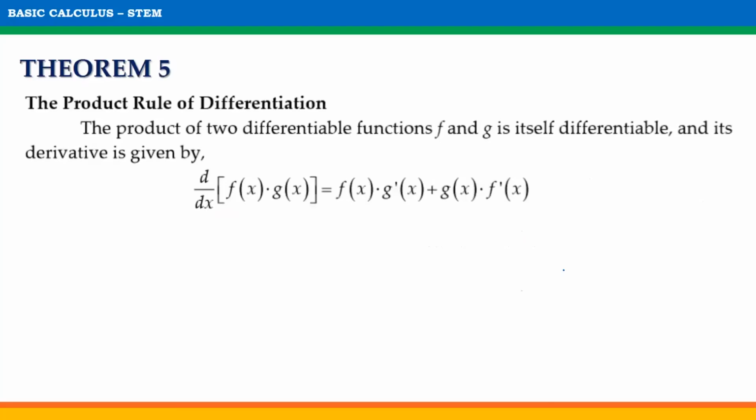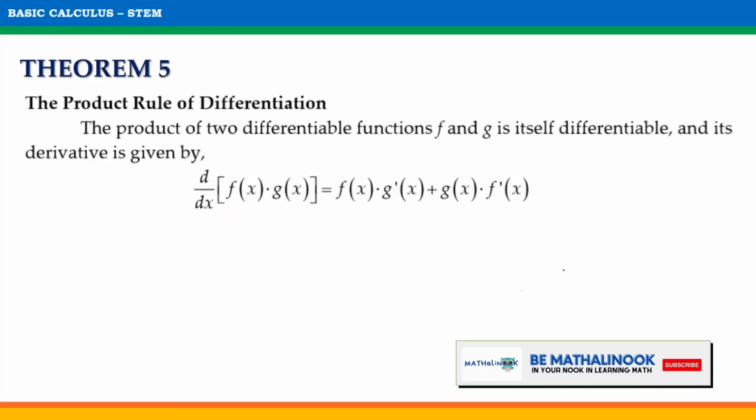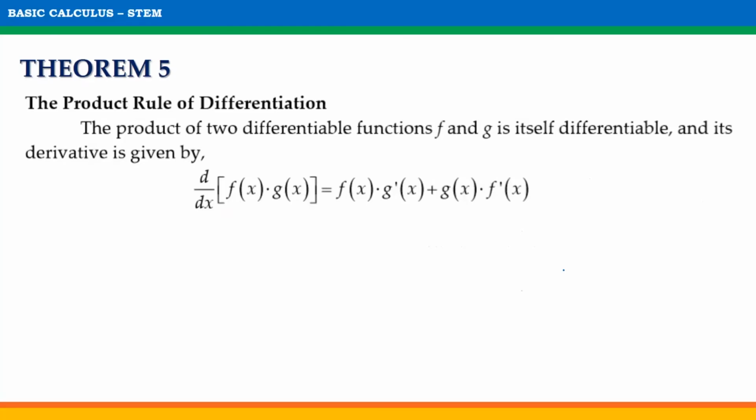Theorem number 5. The product rule of differentiation. The product of two differentiable functions f and g is itself differentiable, and its derivative is given by d over dx of f of x times g of x is equal to f of x times g prime of x plus g of x times f prime of x.